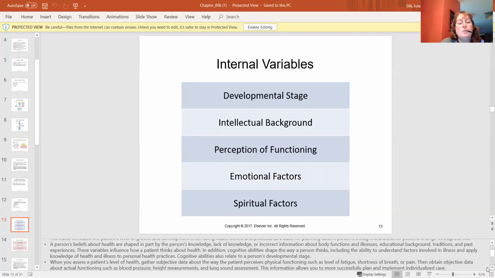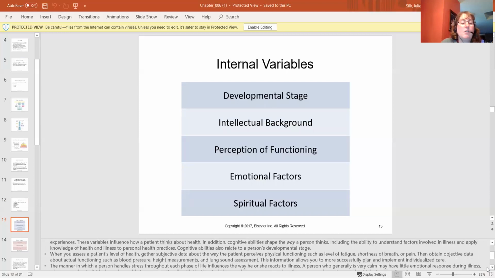When you assess a patient's level of health, gather subjective data about the way they perceive physical functioning, such as level of fatigue, shortness of breath, or pain. Then obtain objective data about factual functioning like blood pressure, height measurement, lung sounds. This information allows you to successfully plan, implement, and individualize their care.